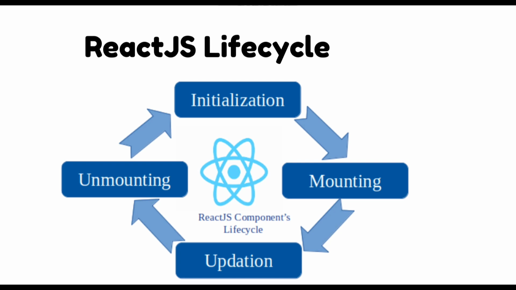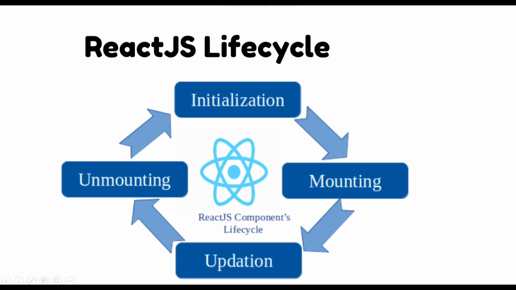Next, getDerivedStateFromProps is invoked right before rendering, both on the initial mount and on subsequent updates. It allows you to update the state based on props. Then render is the only required method in a class component; it returns the JSX to be rendered. componentDidMount is invoked immediately after a component is mounted. This is a good place to initiate API calls or set up subscriptions.